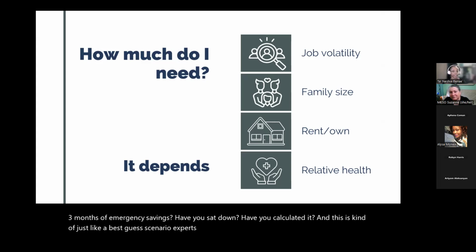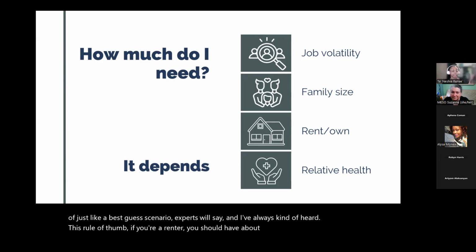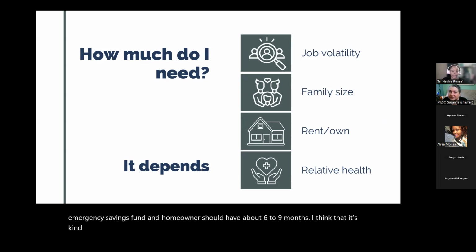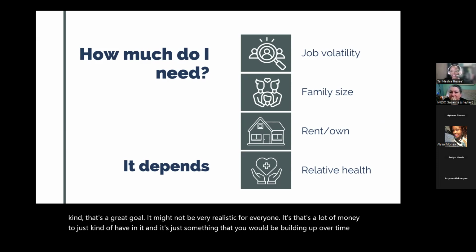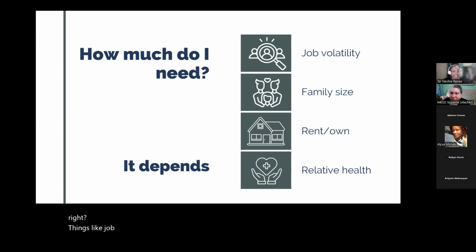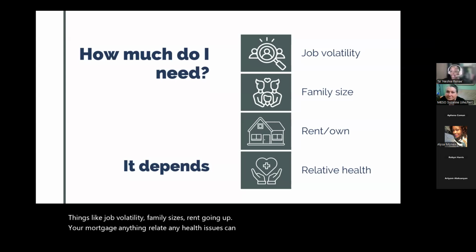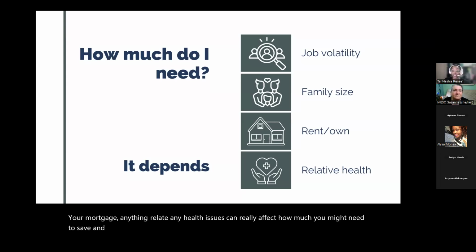Experts will say, and I've always heard this rule of thumb, if you're a renter, you should have about 3 to 6 months of an emergency savings fund, and homeowners should have about 6 to 9 months. I think that's a great goal. It might not be very realistic for everyone. That's a lot of money to have, and it's something that you would be building up over time, right? Things like job volatility, family size, rent going up, your mortgage, any health issues can really affect how much you might need to save and what that might look like for you.